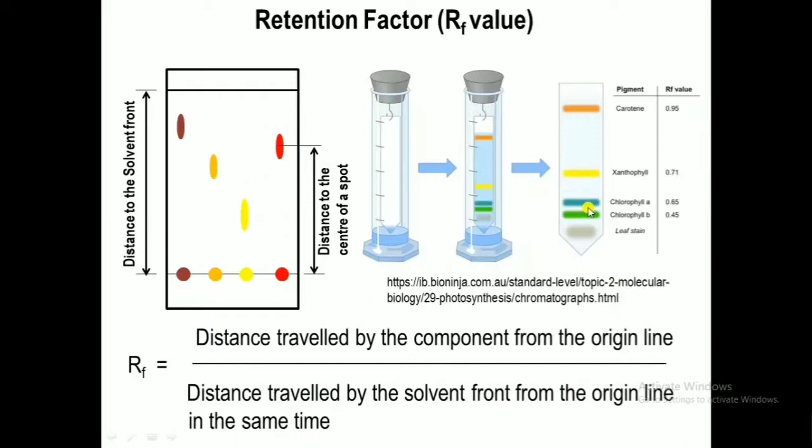So you don't have to worry now, but anyhow, you can measure the distance traveled by these components by measuring the distance between the reference line and the center of the spot. Okay, and divide that by the distance traveled by the solvent front. So that will give you the RF value. So RF value is characteristic of a component.